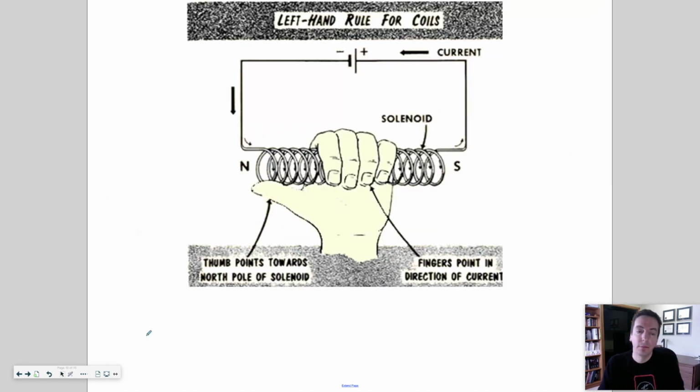So another picture I found on the interweb somewhere. Here we've got a battery at the top here, small line, negative terminal, big line, positive terminal, and the electrons are flowing out like this and like that, and then down the front of these coils and then up the back. So the person is grasping the coil where his fingers are following the direction of the electron flow, and then the thumb points toward the north end of the solenoid.